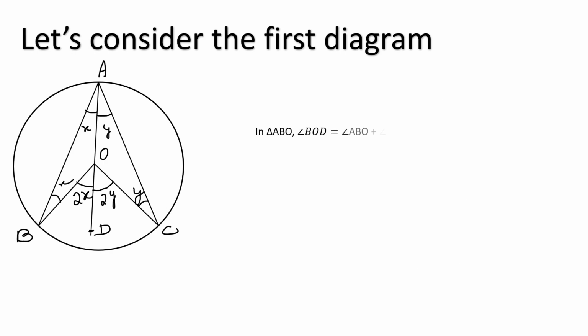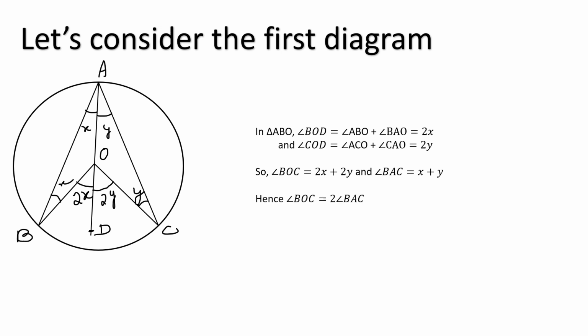In triangle AOB, angle BOD is the same as angle ABO plus angle BAO, which is 2x. Similarly, in triangle AOC, angle COD is 2y. So angle BOC is 2x plus 2y and angle BAC is x plus y, that we can see from the diagram. So we can say angle BOC is twice the angle BAC.